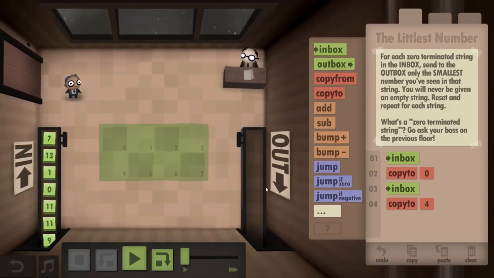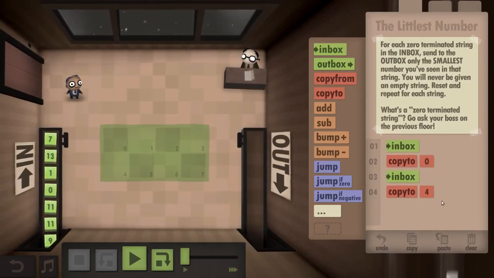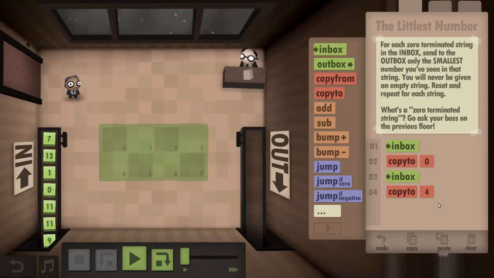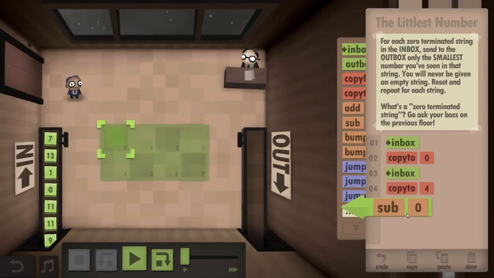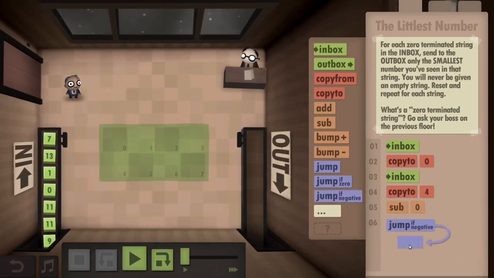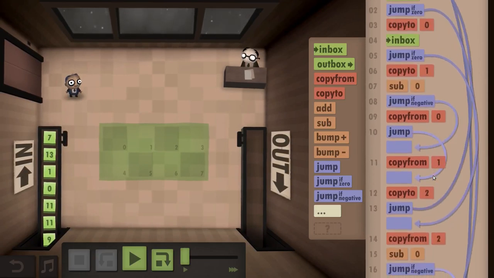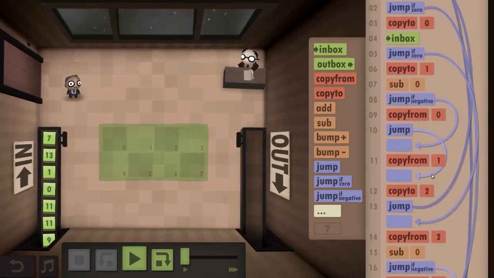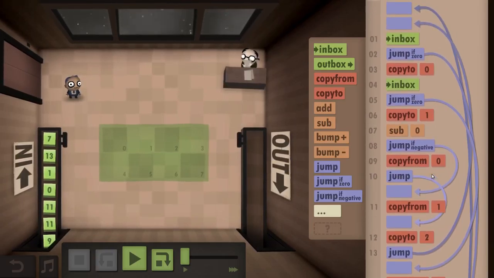Alright, so here's the deal. We gotta get a number. We gotta throw it on the floor. We're gonna get a second number. We're gonna throw that on the floor also. What I'm basically doing is setting up the first number with a zero. And then I'm gonna throw this on the floor. Then I'm going to subtract it like I did before.